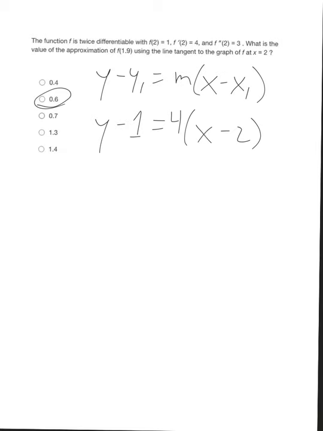All right. They did give us this piece about f double prime. Actually not relevant here. Sometimes in a question like this, they're going to ask you, is this an underestimate or an overestimate? And that's where this would be important. Because the second derivative is 3, which is positive, my graph will be concave up. And anytime the graph is concave up, the tangent line will be underneath the graph. Didn't end up mattering here, but we are reviewing, so nice to point that out. All right.